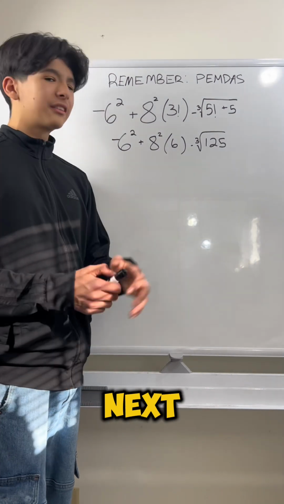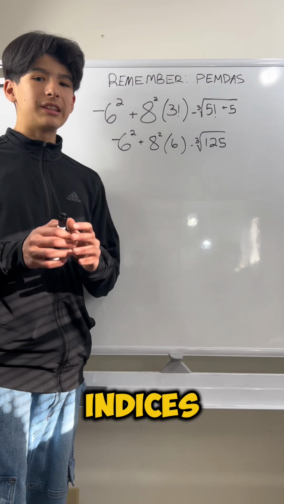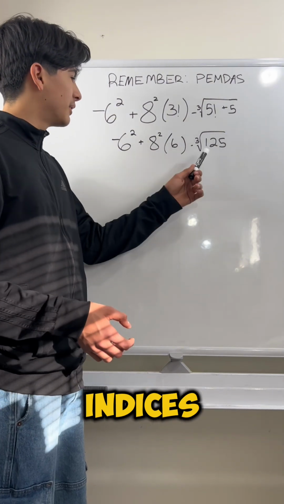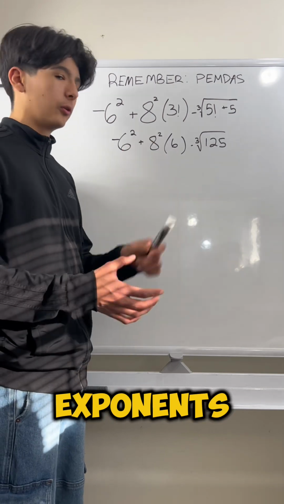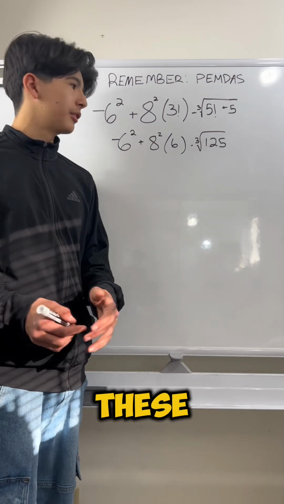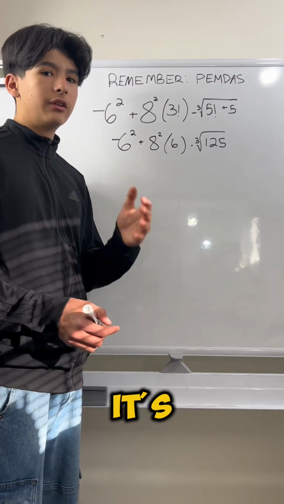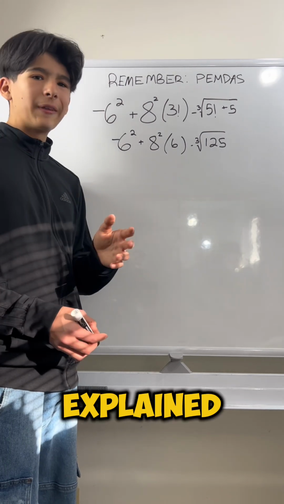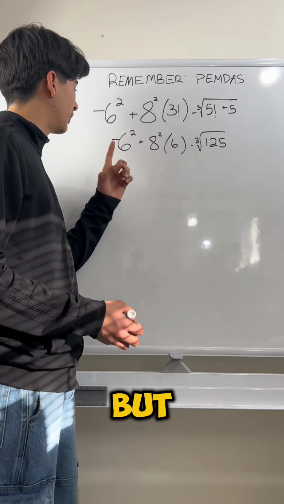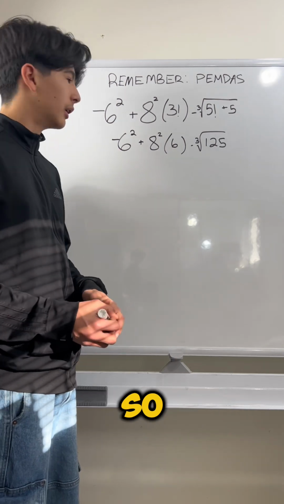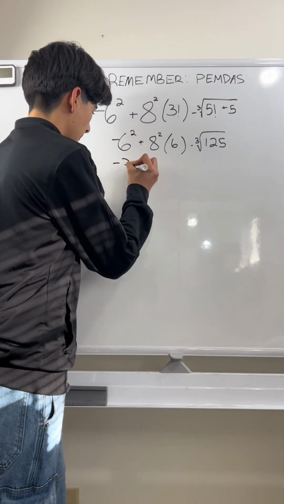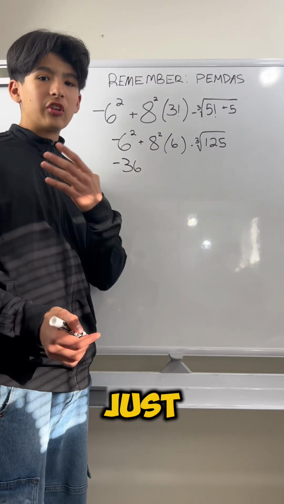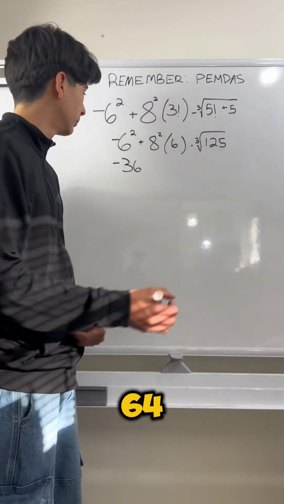Okay, so now the next thing in our order of operations would be indices or exponents, whatever you call them. These are all the indices, the cube roots and the exponents. So let's evaluate each of these. Negative 6 squared is not negative 6 times negative 6. It's the negative of 6 squared. And I explained that in another video if you want to go watch it. But this would be negative 36. So let's write that down. Alright, we have negative 36 plus 8 squared. Now 8 squared is just 8 times 8, which is 64.